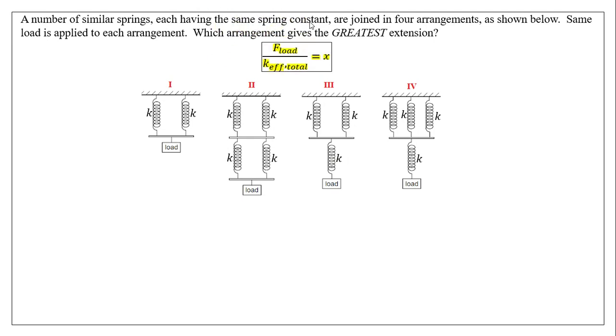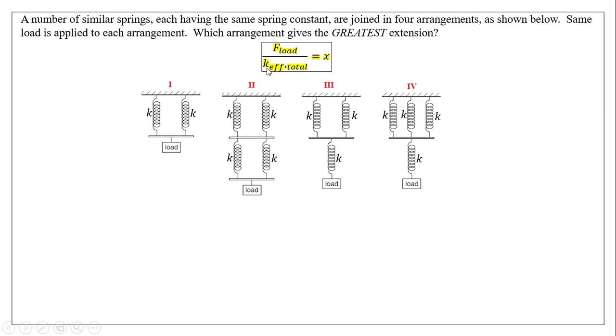Well, in order to figure this problem out, you have to know Hooke's law. Hooke's law is F equals Kx. But the question here asks for the greatest extension, so I isolate for x simply by dividing both sides by the k in the function. But you notice here it says F load. Why? Because each of these arrangements has the same load, which is just the weight of the system. Here I'm just going to call it F load. You can call it W for weight if you want.